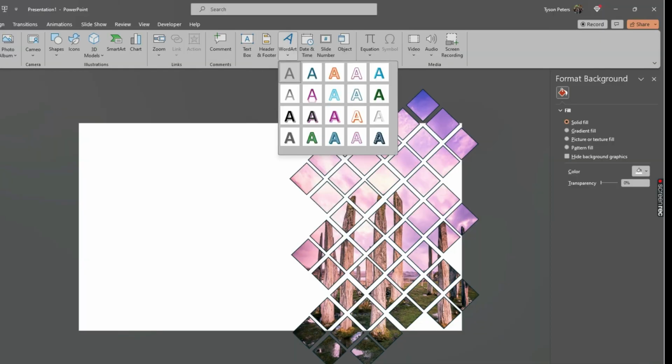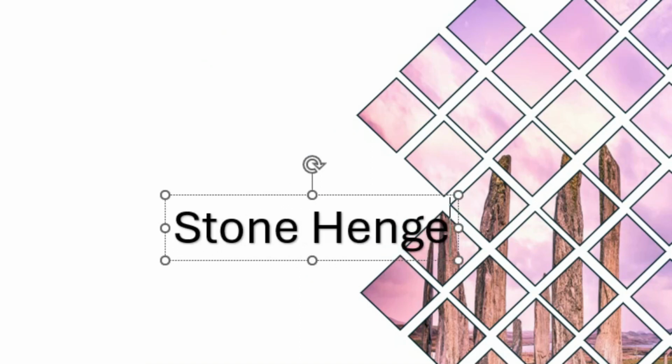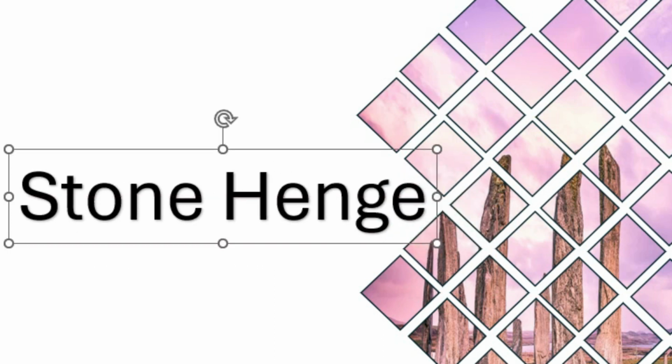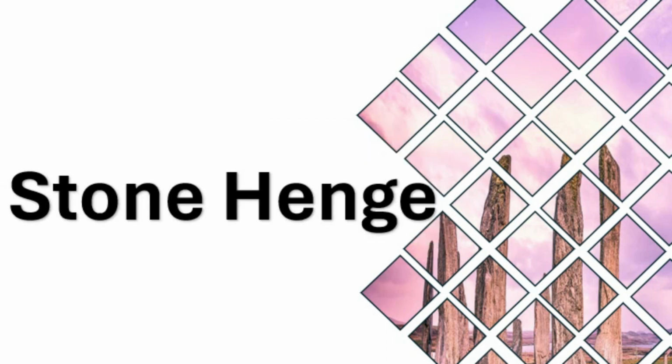Next, we're going to insert some text in the form of some word art. Then we're going to type in Stonehenge. Then we're going to increase the size and boldness of our text until we're happy with it.